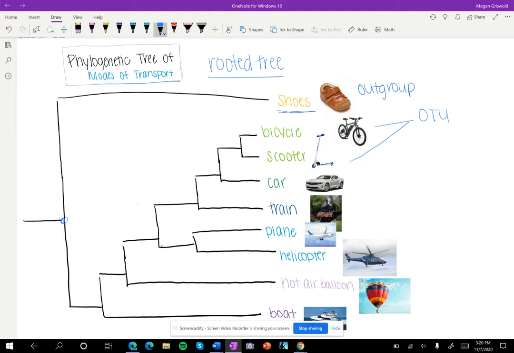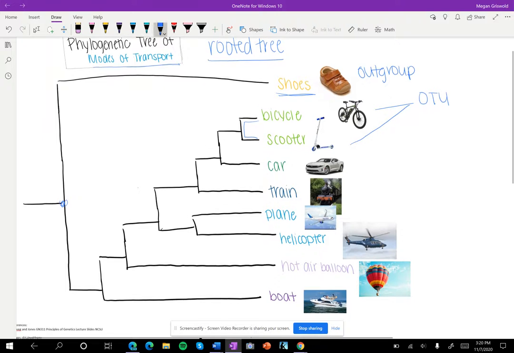Moving down the tree to the light green items, I have drawn that a bicycle and scooter are grouped together because they both transport humans on 2 wheels and are controlled by a handlebar. The next clade is a car diverging from the bike and scooter because it travels on 4 wheels but shares a common ancestor with the bike and scooter.